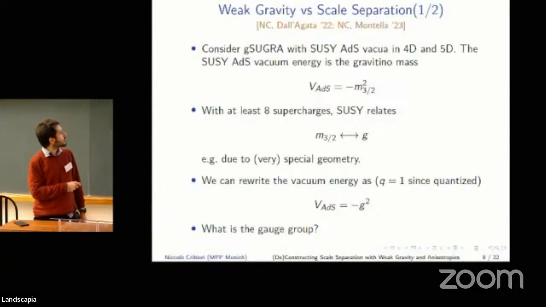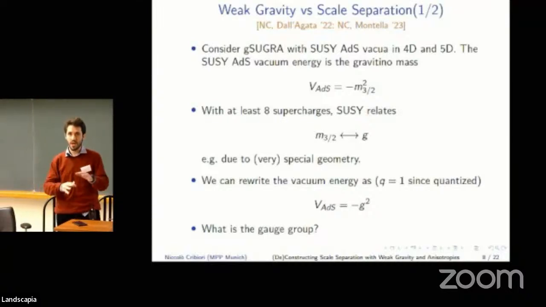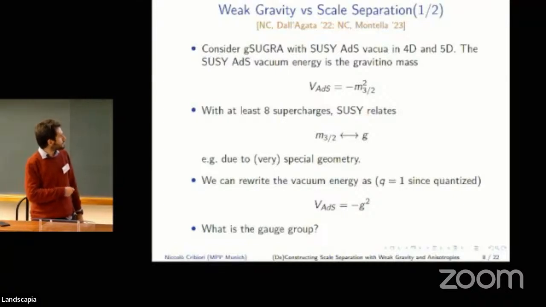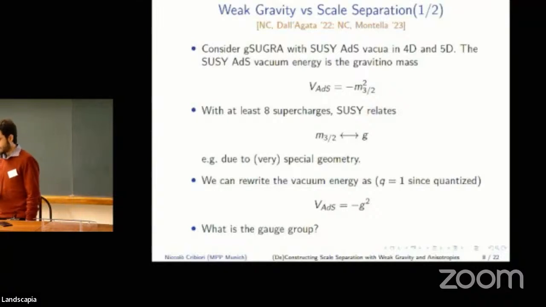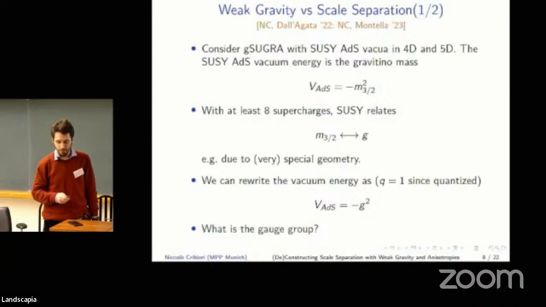So you rewrite the vacuum energy in terms of the gauge coupling, but this is a generic gauge coupling of whatever the gauge group is. I'm doing this for any possible gauge group. So in principle, you are almost done, but you have to be a bit more refined in case you want to make sharp statements. So the question is, what is the gauge group? And this can be answered, actually.